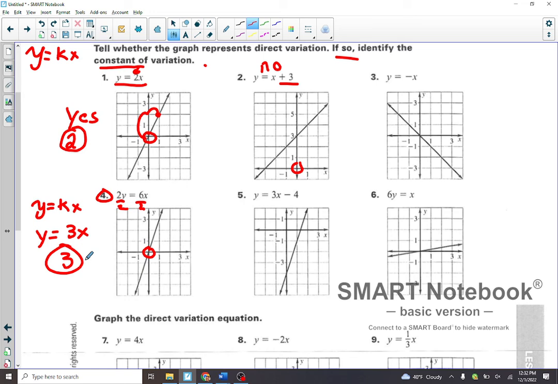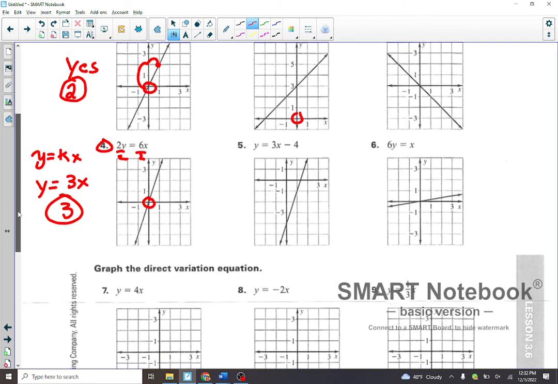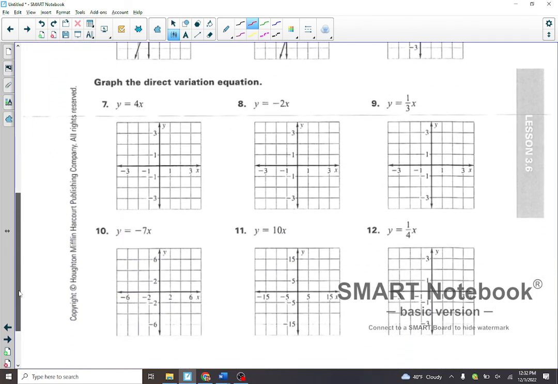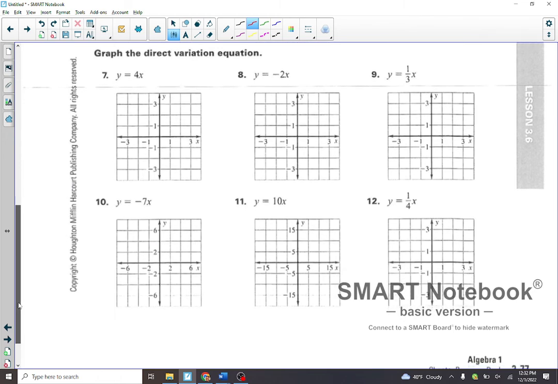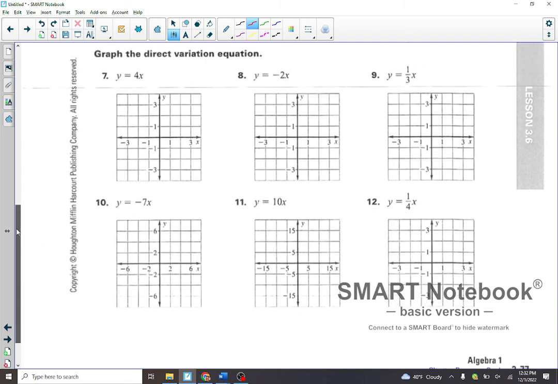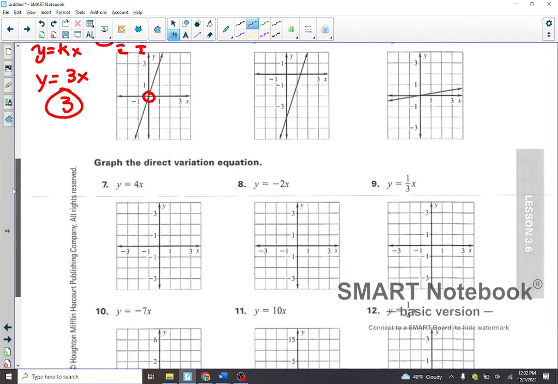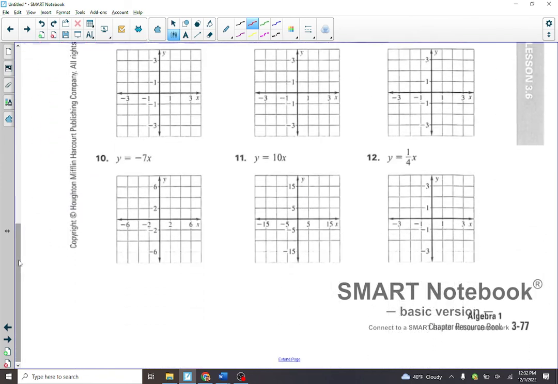For number 3 though, it has a negative. So what is that number in front? If you don't see a number in front of the variable, what is it? 1. A negative 1. Oh, it still passes through the origin. Yeah, so it's definitely a direct variation, and your constant in that one is negative 1. But I thought it can't have negative or plus. It does not have a plus sign. That's a times negative 1. That's not minus 1. If it was minus 1, that would be different.